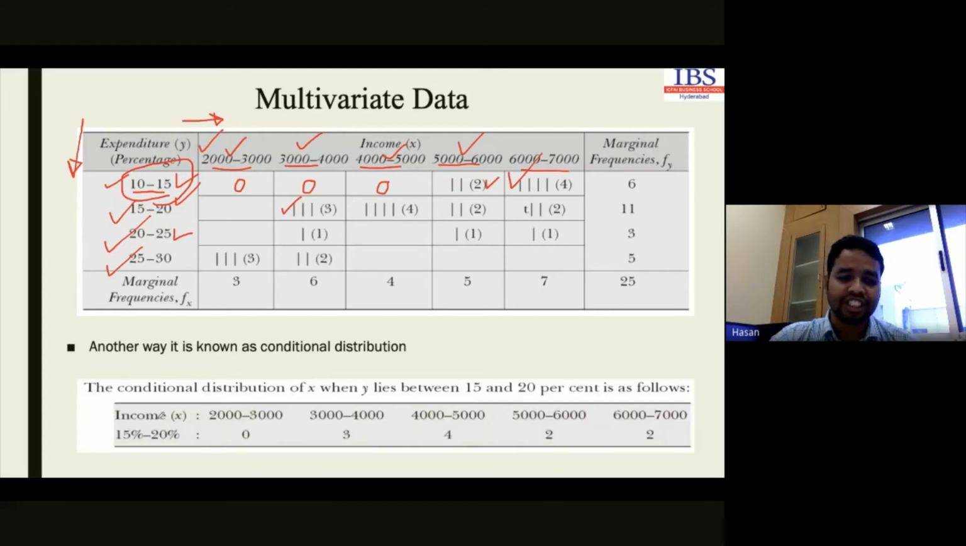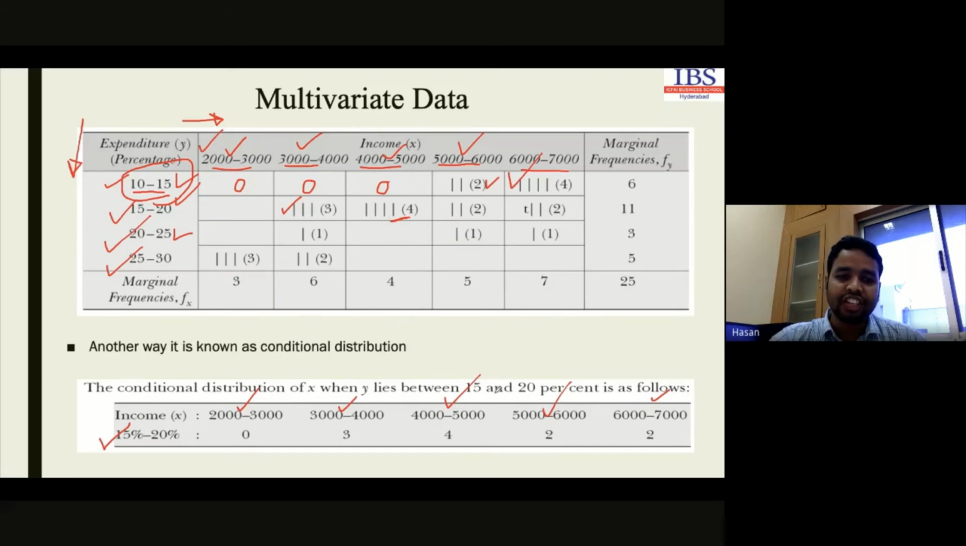In this example, consider 15 to 20% of total income spent on food. In the 2000 to 3000 category, there is no family. In 3000 to 4000, there are 3 families. 4000 to 5000, there are again 4 families. Then 5 to 6, 2, and 6 to 7, 2.